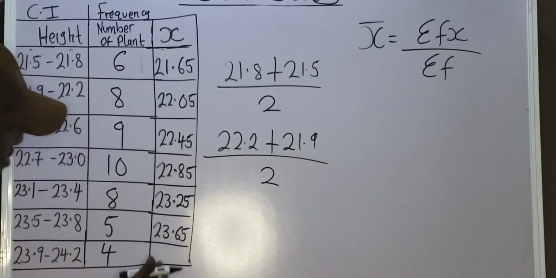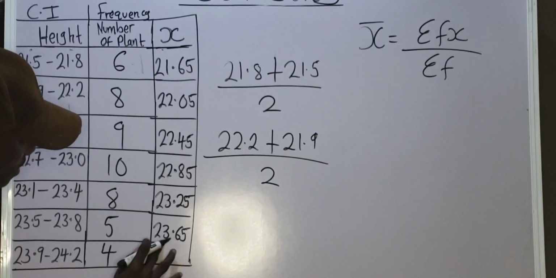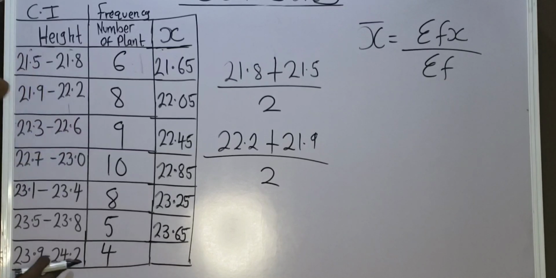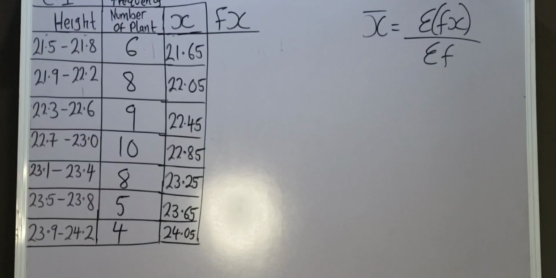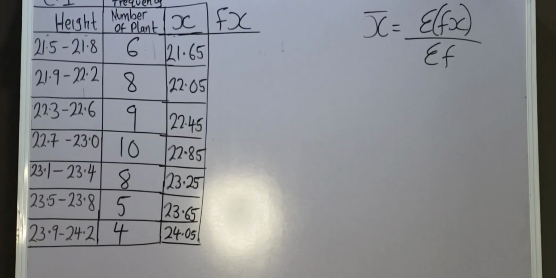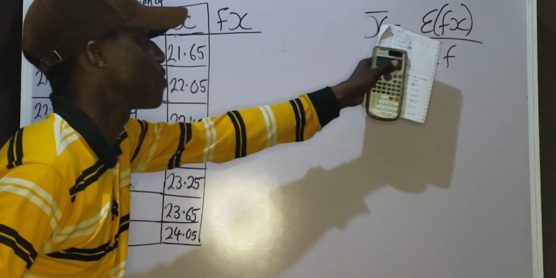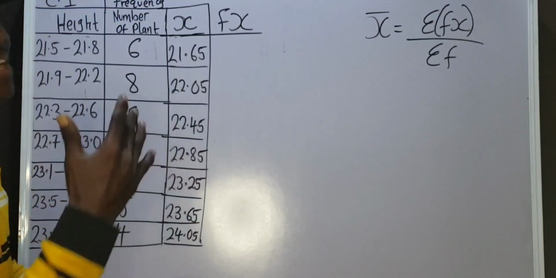23.65. Okay, the last midpoint, the last value of x, for this class is 24.2 divided by 23.9. That is 24.05. So, having gotten the values of x, let's go back to the formula. From the formula, we still need the product of f and x.